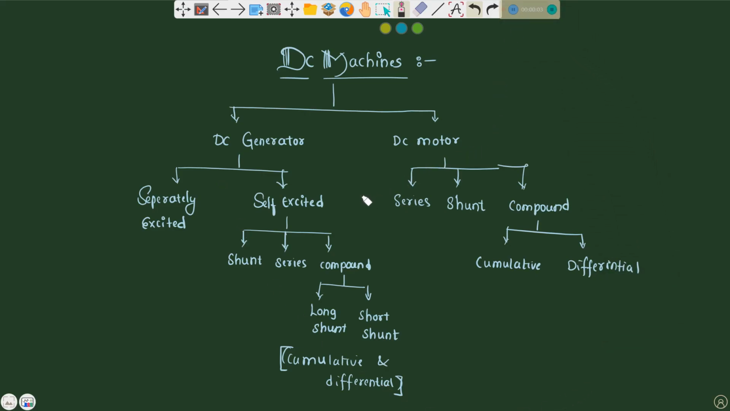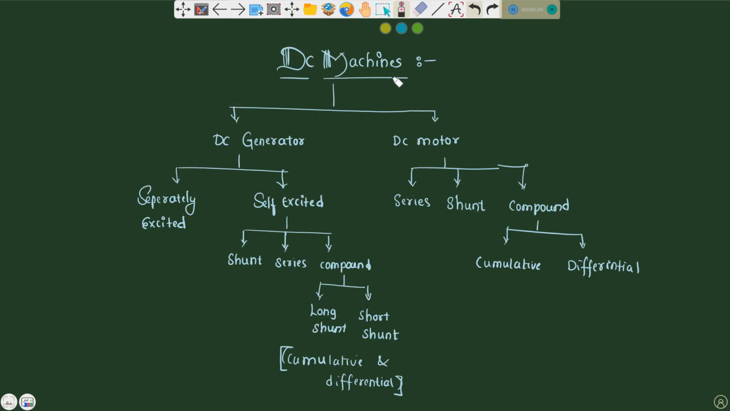So today we are going to discuss some important concepts of DC machines which are useful for your competitive exams such as KPTCL, assistant electrical inspector and many other examinations.